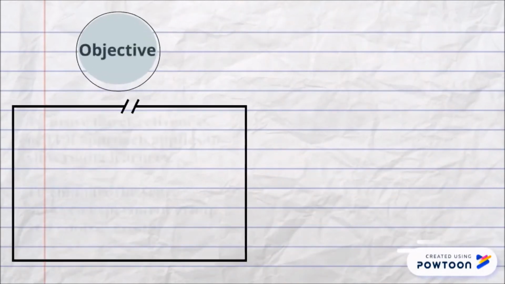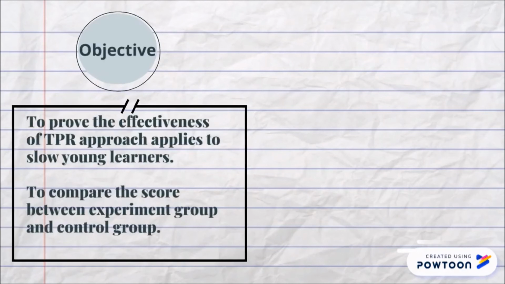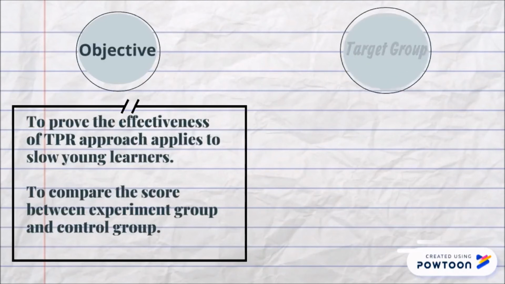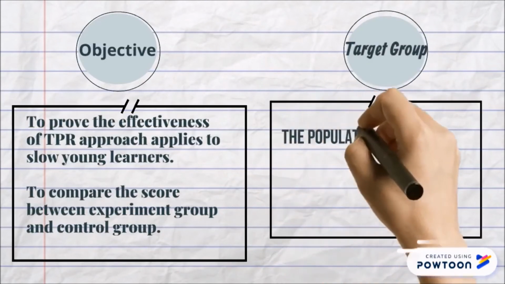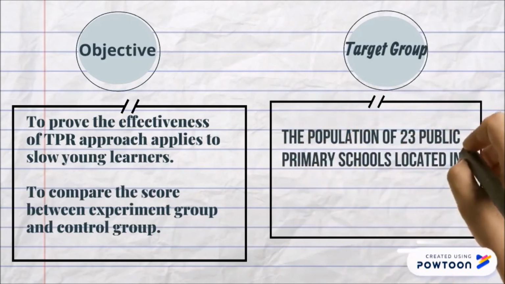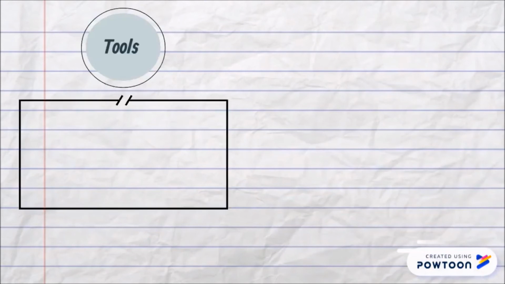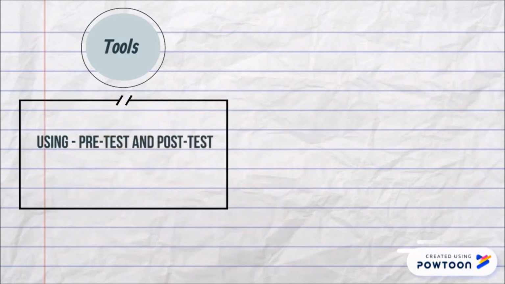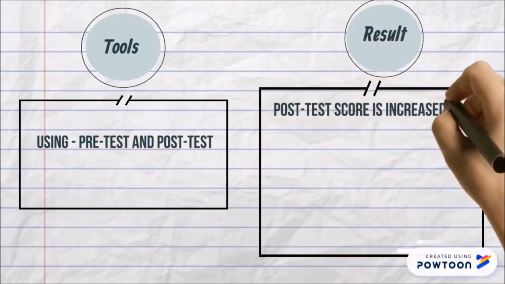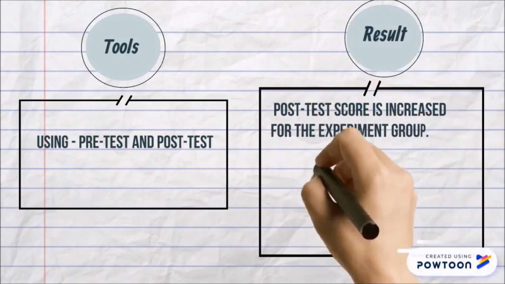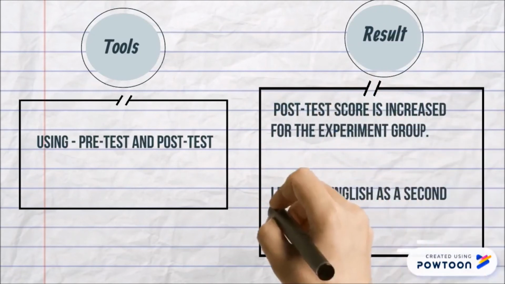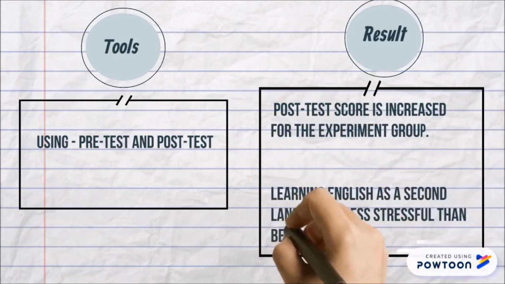The objective is to prove the effectiveness of total physical response approach applied to slow young learners, and compare the score between experiment group and control group. The target group is the population of 23 public primary schools in Penang. The tools used in these experiments are pre-test and post-test. The result for this research is the test score increased for the experiment group, and learning English as a second language is less stressful than before.